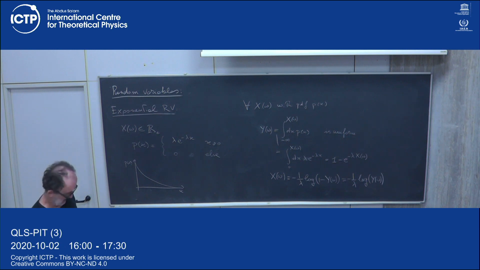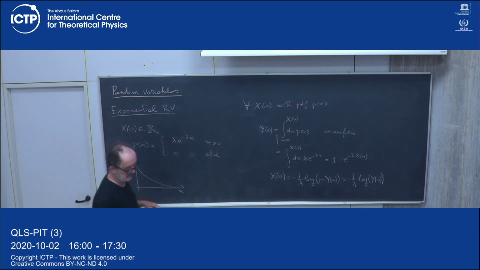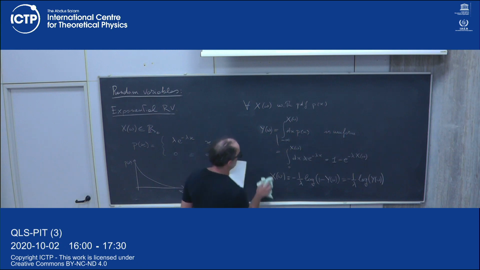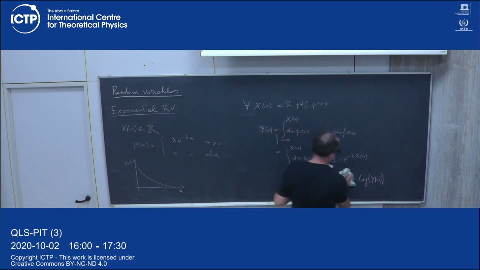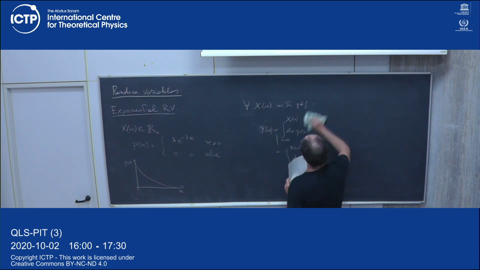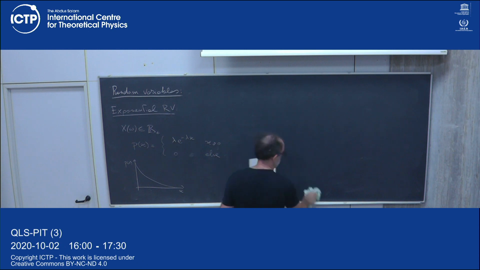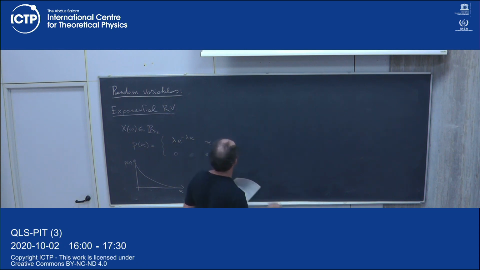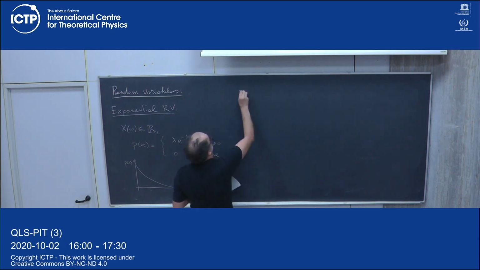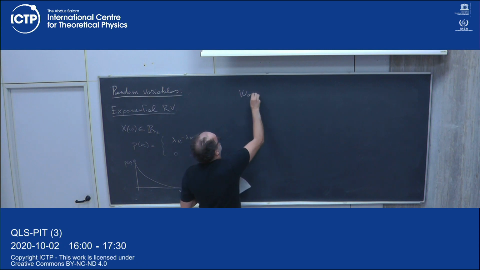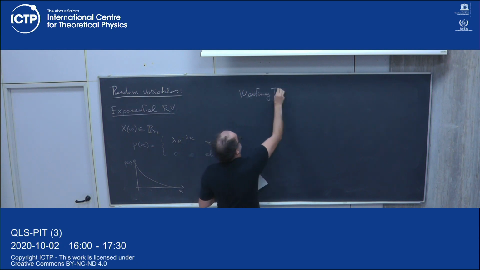The second thing that I want to tell you about exponential random variables is that they are very, very important for waiting times. It's a waiting time distribution.